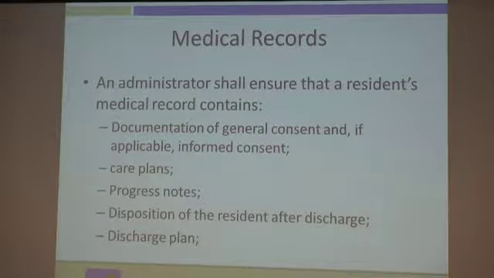The administrator shall ensure that the resident's medical record includes documentation of general consent and, if applicable, informed consent. Care plans, progress notes, disposition of the resident after discharge, and discharge planning. I know we changed the verbiage here, and I just put care plans, and the actual verbiage on yours says behavioral care plans. But since behavioral care plans has been dropped, we're asking for clarification on whether it's going to change. So we included in our PowerPoint just care plans. And I know in the others it did specifically say behavioral care plans also, but since there's no requirement for that anymore, we're asking for clarification if that's going to be dropped.